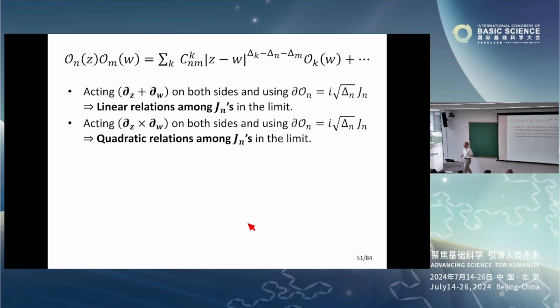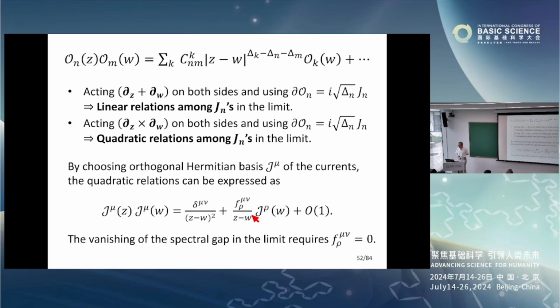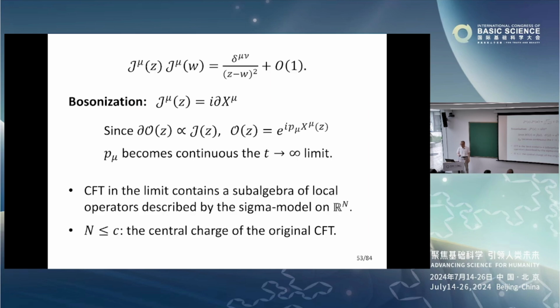And so, in fact, from this, you can easily see that because of the consistency or associativity of the algebra, this 3-point function must be controlled by the structure constant of a compact group associated to the Kac-Moody algebra. But because the mass gap has to vanish, and because the conformal dimension of a primary operator of a compact Kac-Moody algebra is gapped, therefore, in the end, you can prove that you only have abelian Kac-Moody algebra. And from that, you can bosonize it, and you can deduce that the limit always contains a flat space sigma model.